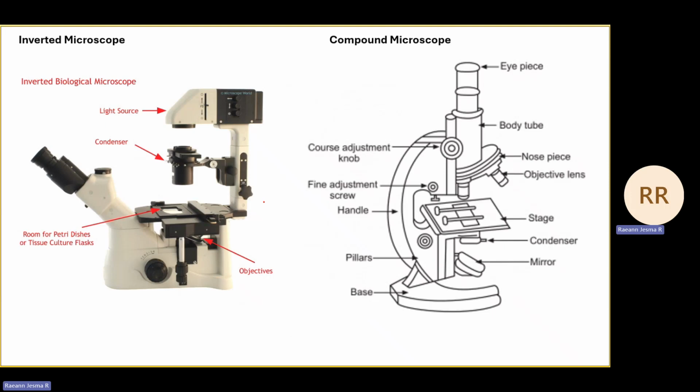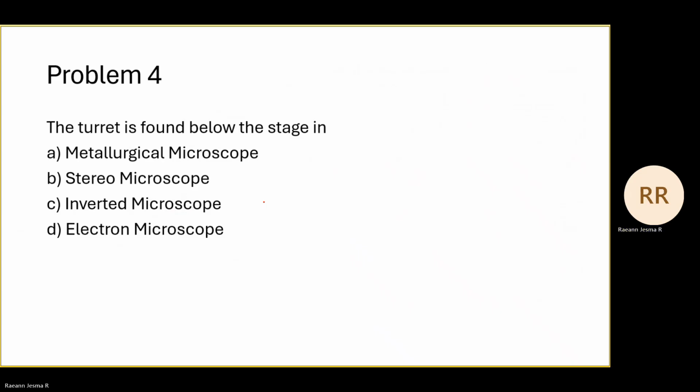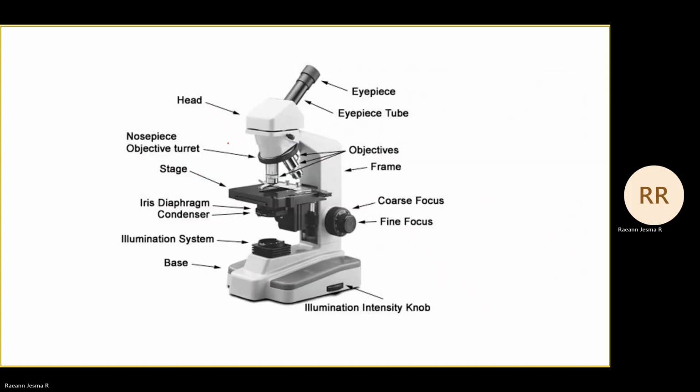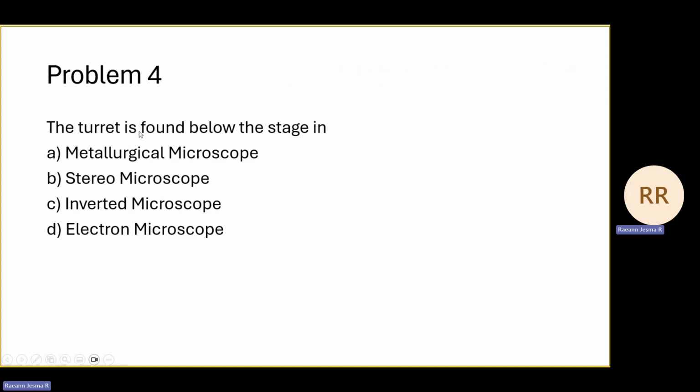So now let us see how each microscope looks. This is how an inverted microscope looks. Here you have to see where the objective lens is. The objective lens is down here. So the objective lens is here, and that is below the stage. This is the stage.